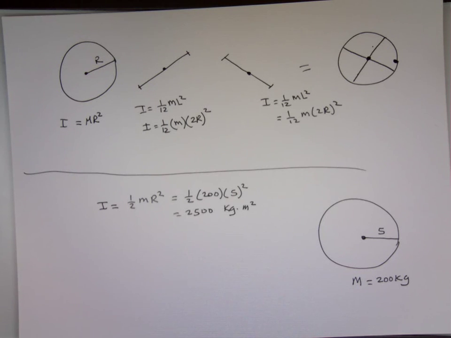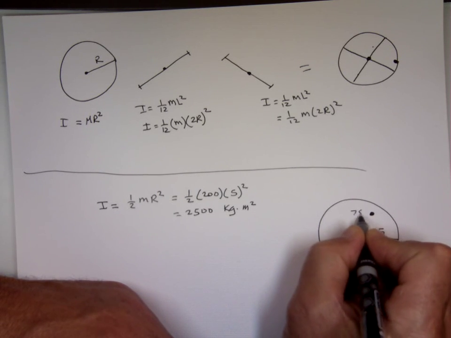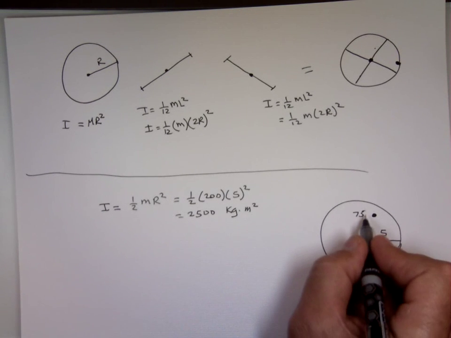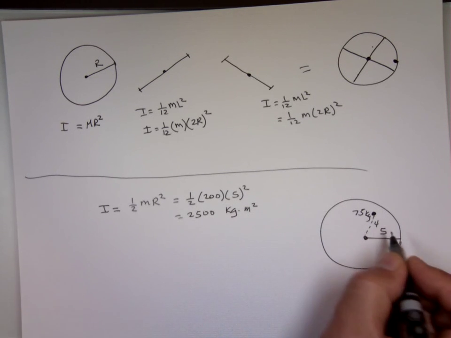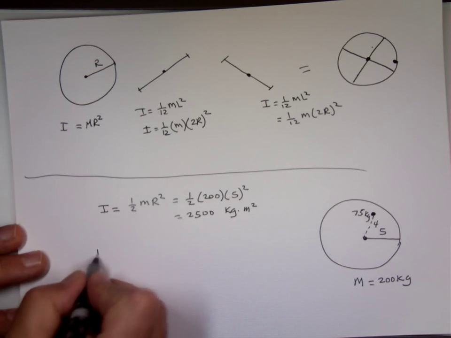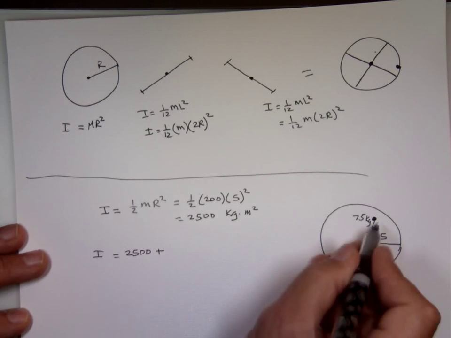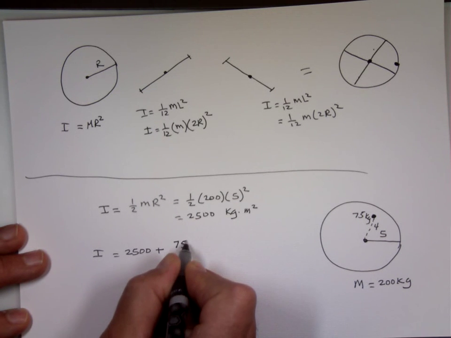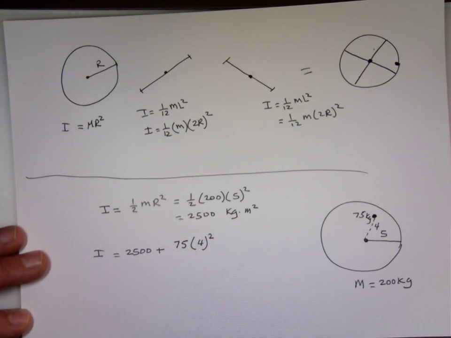But wait a minute, what happens now if a 75 kilogram boy or man goes on that merry-go-round, stands on it? 75 kilograms, and he is 4 meters away from the center. So a person just got there and stood on that one while it's spinning. What's the inertia now? The inertia is no longer 2,500. It's the 2,500 plus the inertia of the person, which is what? 75 mass times r squared. And r is what? 4 squared.